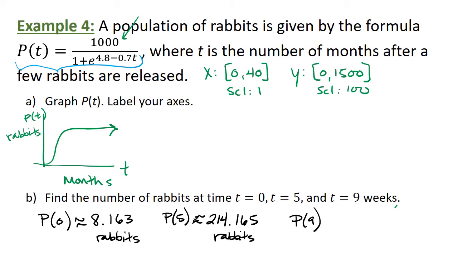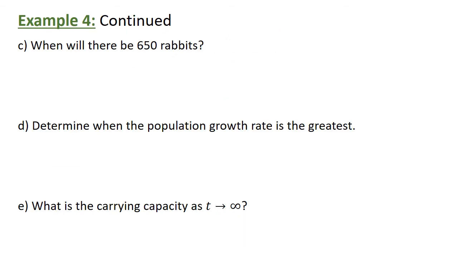Finally, the population at 9, oops, this should be months, I apologize, is approximately 817.575 rabbits. And again, that's just found by plugging those values into your calculator. And if you need help with that, just let me know.